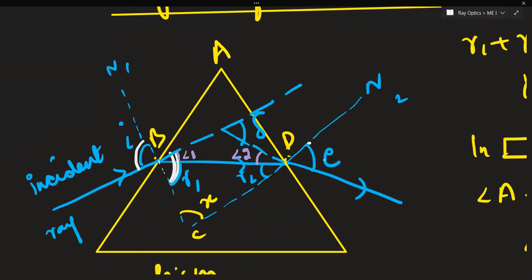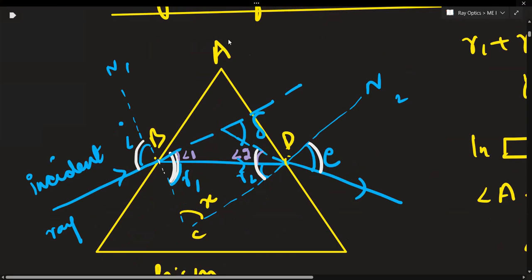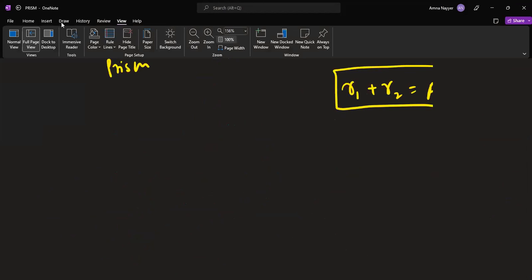Similarly, if this entire angle is the angle of emergence, then this entire angle will also be the angle of emergence, right? So I can say angle 1 plus R1 is equal to this angle of incidence, and angle 2 plus R2 is equal to the angle of emergence. This is just because they are vertically opposite angles.